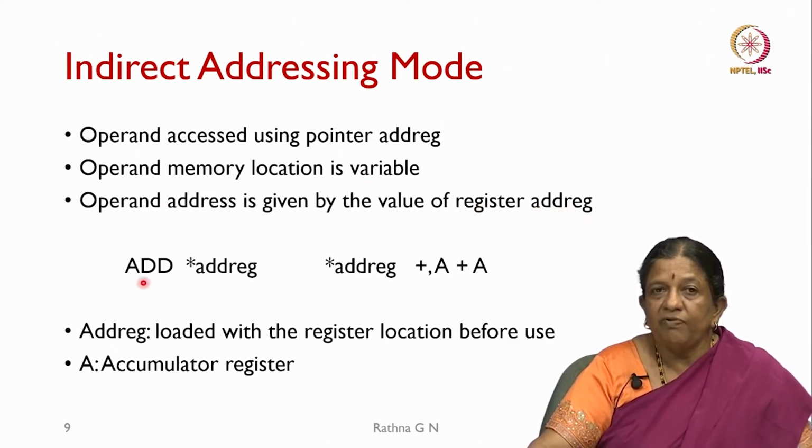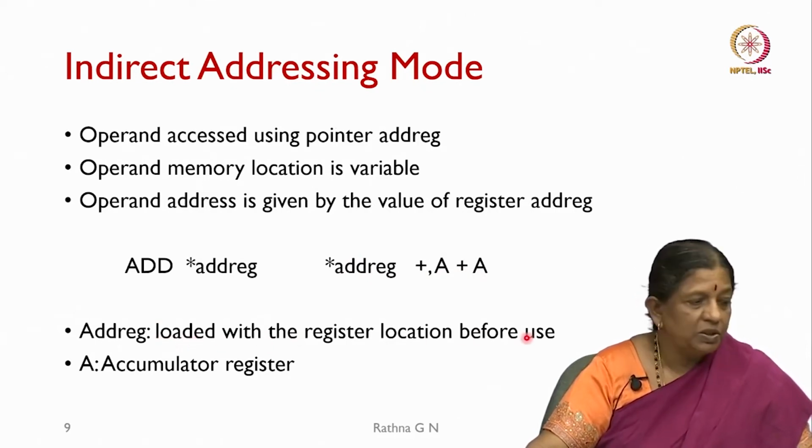So, you will be specifying ADD, and the star gives the memory location from where the data is available, the address register. So, whatever the address register is pointing to, the value is taken from that memory and then it is added with the accumulator and the result is in the accumulator back. So, that is what it says: the ADD register is loaded with the register location before use.